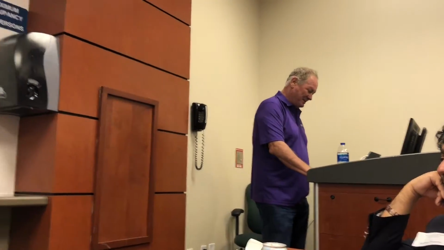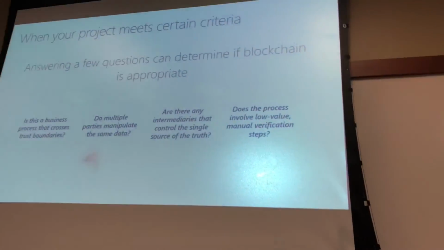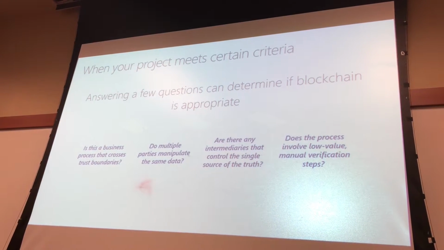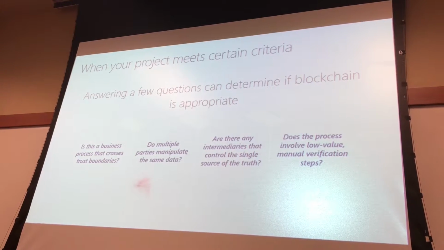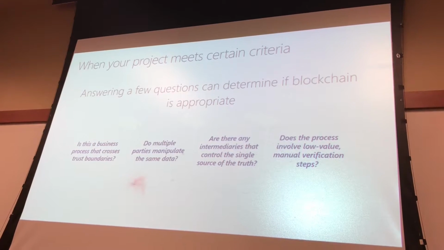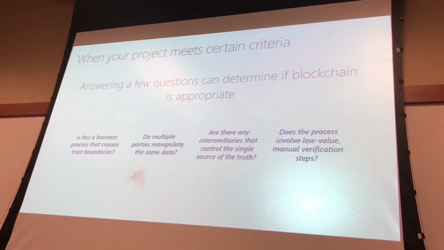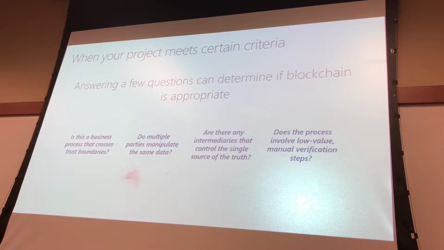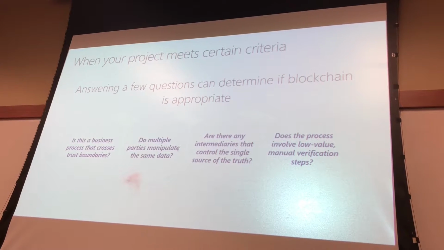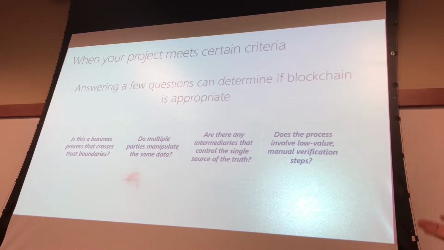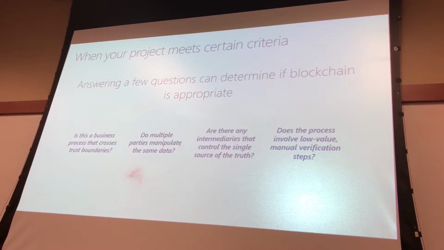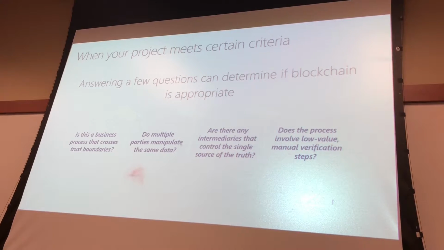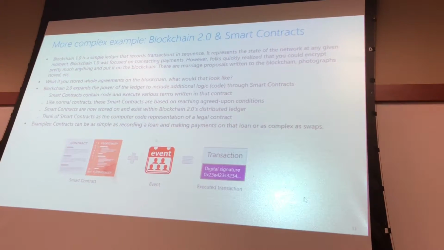And there's some interesting things there also. You aren't going to do this unless the project meets certain types of criteria. Are you crossing trust boundaries? Multiple parties. Kind of the whole reference I made earlier about, do you reconcile ledgers between each other? Then it could be a blockchain type of process.